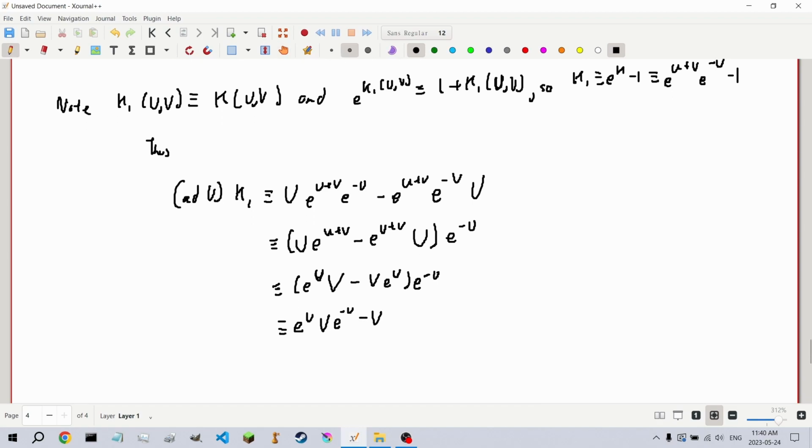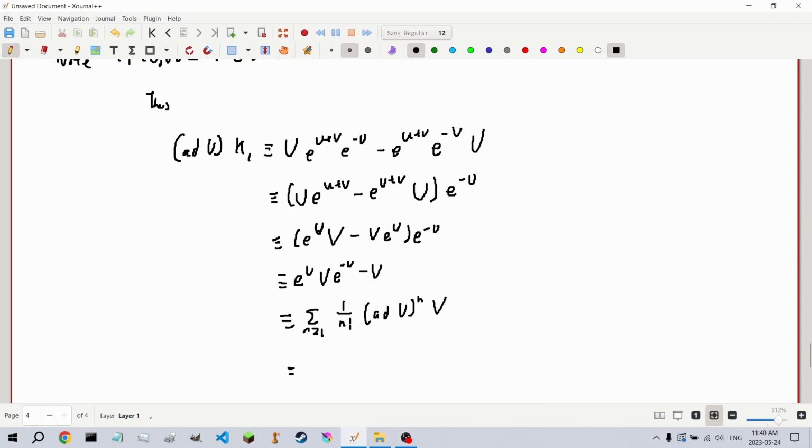which is congruent to the sum for n at least 1 of 1 over n factorial times n copies of the adjoint of u acting on v, which is the adjoint of u acting on the sum for non-negative n of n copies of the adjoint of u over (n plus 1) factorial acting on v, which by our previous result gives us our proposition.